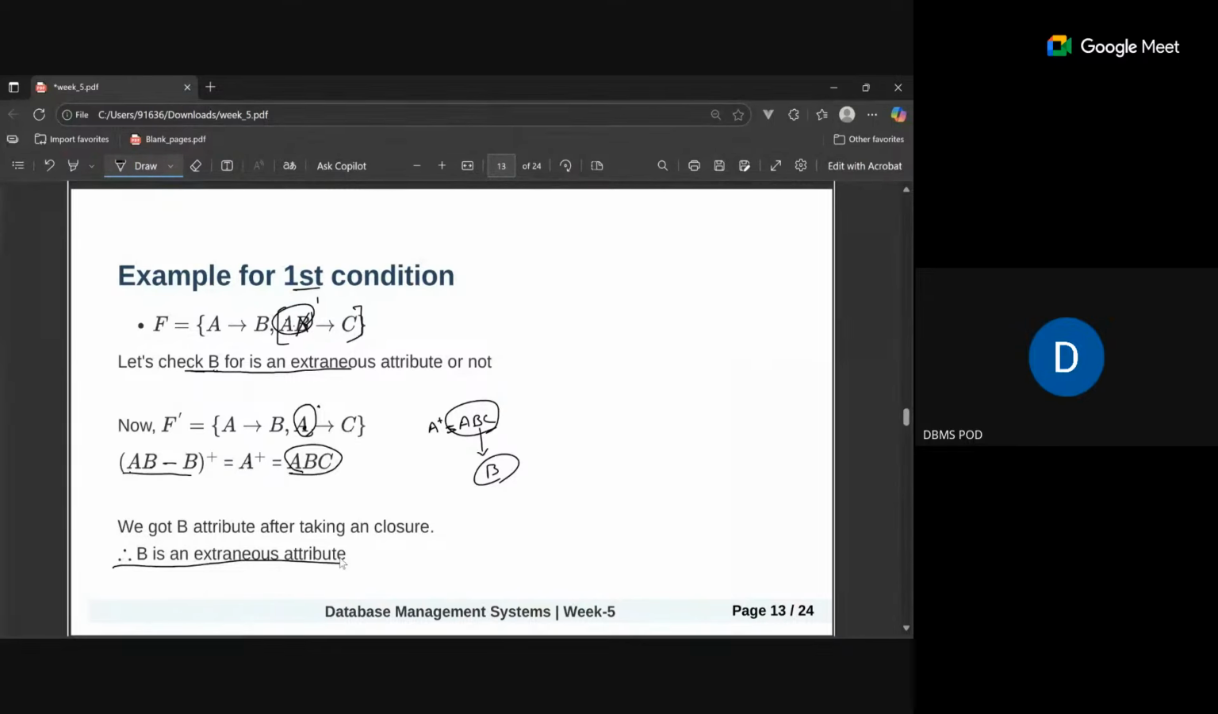Is it clear? No, sir, please repeat. I am getting confused. Sir, as far as I understand, if the B attribute is unwanted here, then even without B we can get every attribute from the closure of A, right? So B is unwanted. If we remove B, nothing is going to affect our attributes or closure. Yeah. Okay.